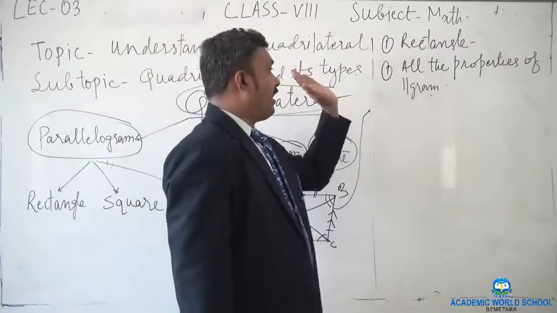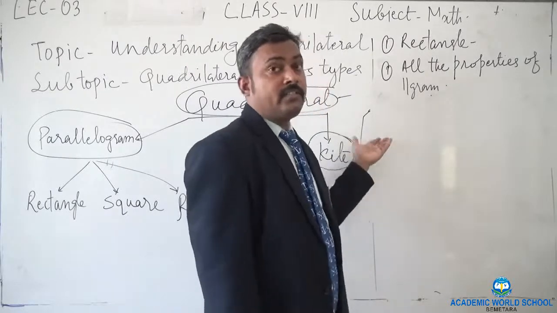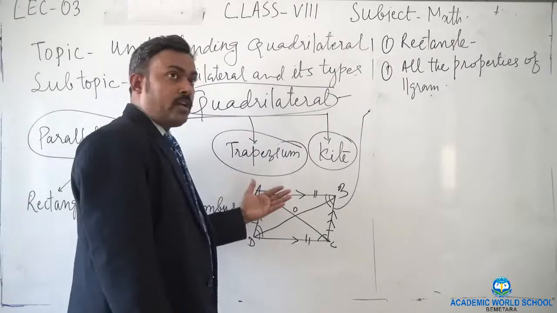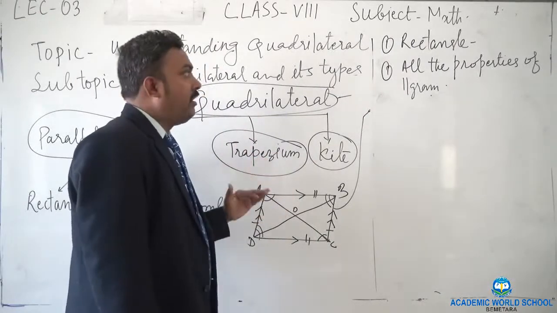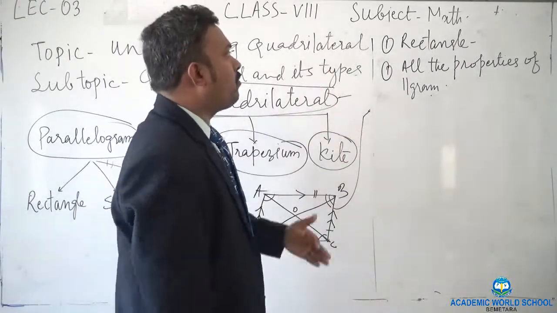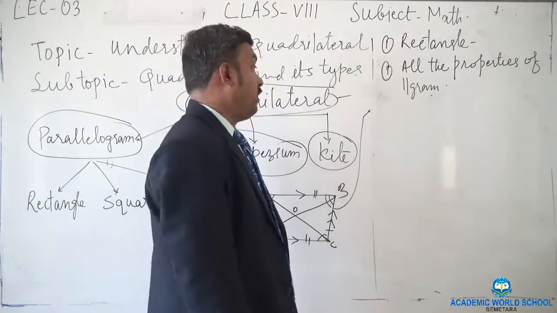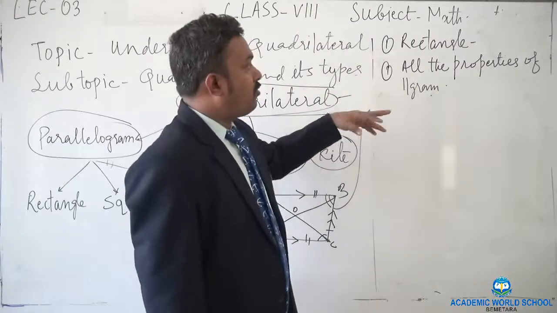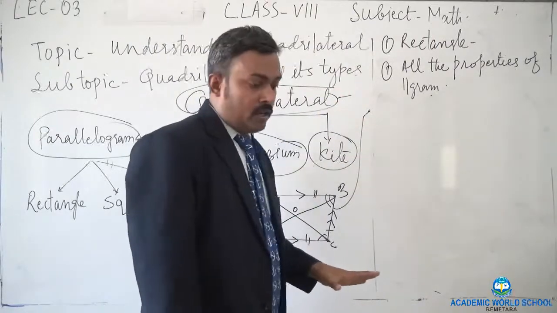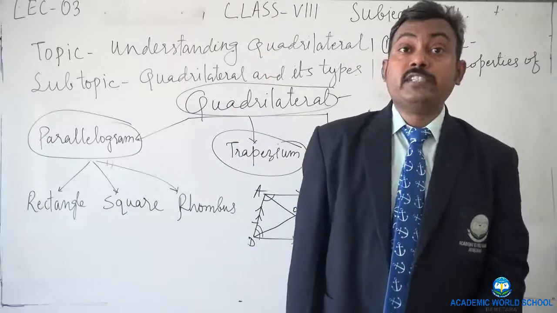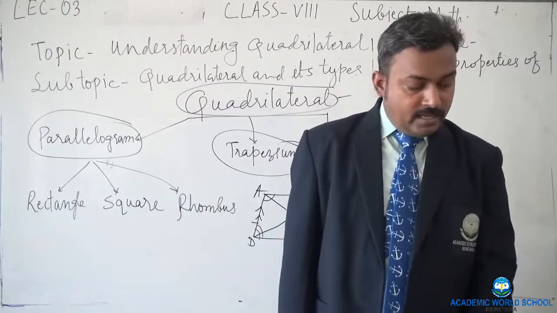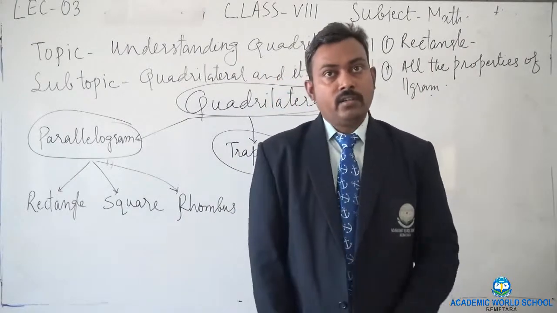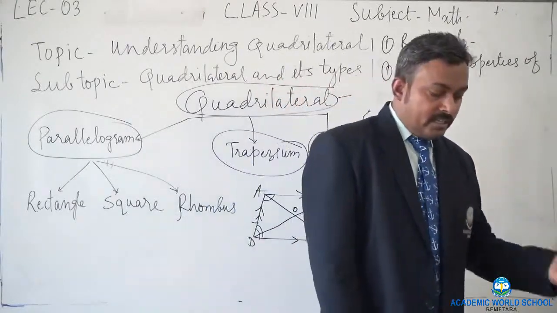Okay. So rectangle, as we discussed, is a parallelogram in which opposite sides are equal. Now let's talk about the properties of a rectangle. Since it is a parallelogram, you will see all the properties of a parallelogram, which means opposite sides are equal, opposite angles are equal, and diagonals bisect each other.